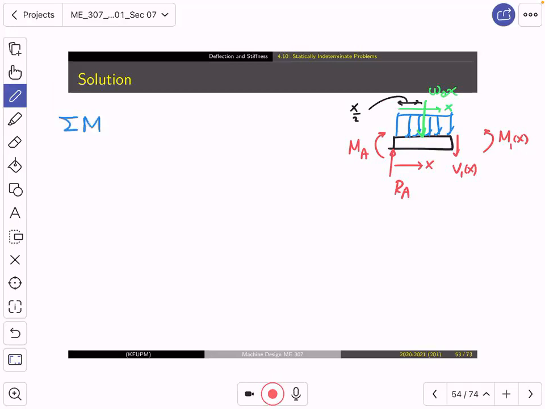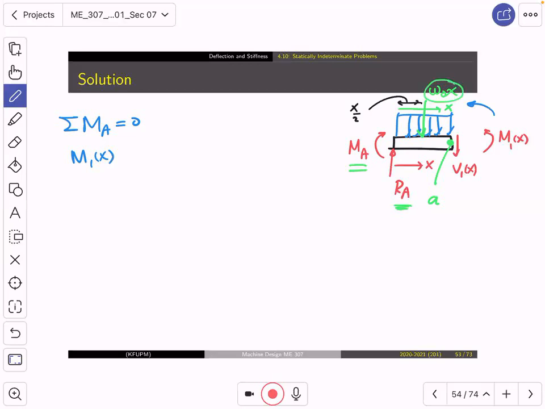Let me now tell you how we are going to solve this problem. If I sum the moment at point A and say that this equals 0, then I will have M1x, which is going in a counterclockwise fashion. Where did I take the moment? At point A. I didn't show you point A, right? Point A is right here. So I have MA going counterclockwise, M1 and MA going clockwise, RA multiplied by x is also going clockwise, but this one is going counterclockwise.